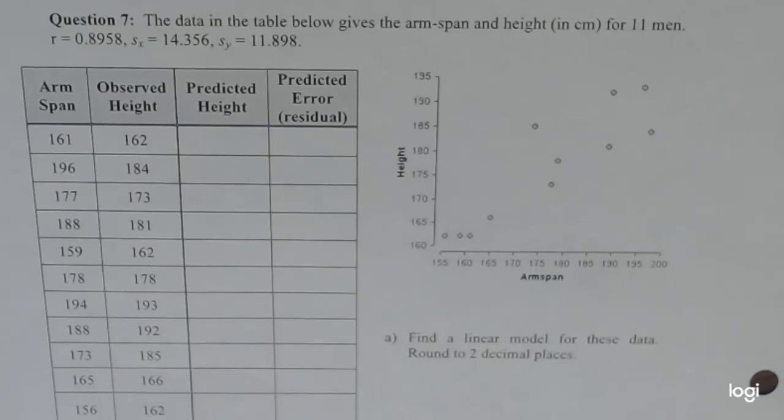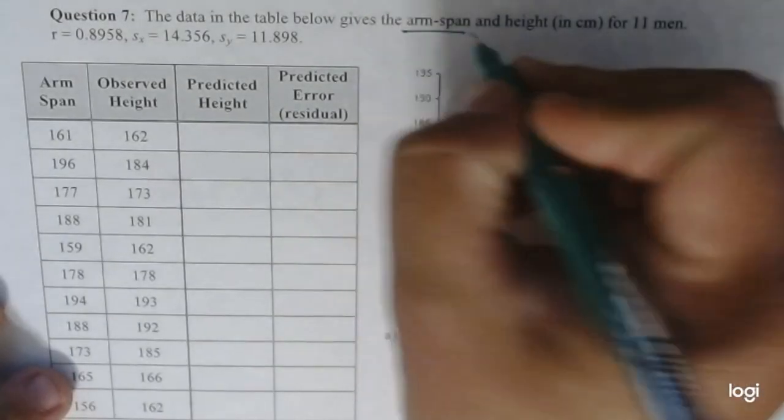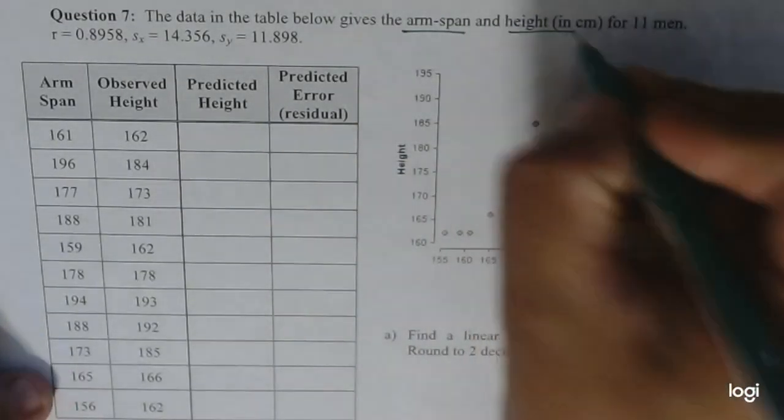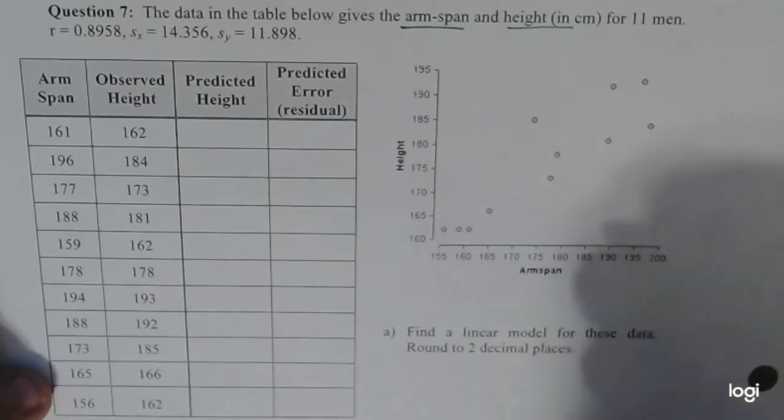Section 7. So, last part in this scenario. The data in the table below gives the arm span and height in inches for all 11 men. So talk about arm span, from tip to tip, and the height of the person itself. Okay, so here's arm span and height.